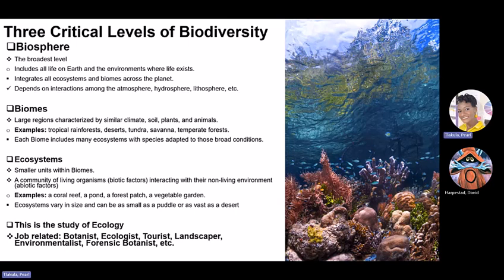I included this: if you study biodiversity at university level, you can work as a botanist, an ecologist, a tour guide, a landscaper, an environmentalist, or a forensic botanist. There are many jobs that you can do if you study biodiversity at university level. And within UNISA, we have degrees in biodiversity, which are degrees in zoology and botany, combined with microbiology or biotechnology and other modules that interact with biodiversity. This is just to encourage you.